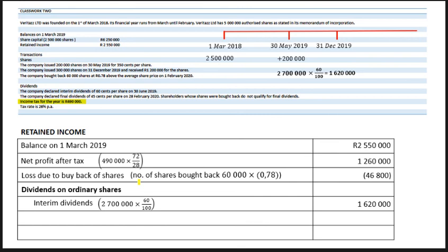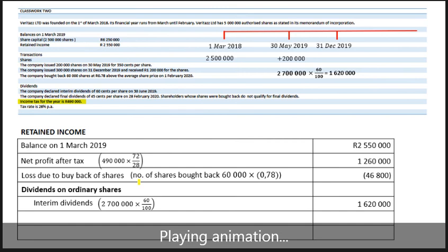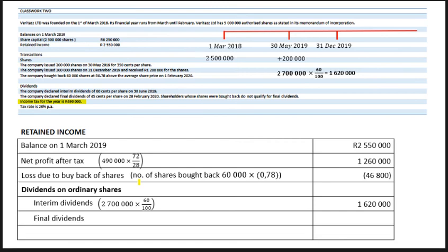Your final dividends. This is how you're going to calculate them. When were the final dividends declared? When were the final dividends declared? 1st of Feb, right? Or it was the 28th of Feb. But they did not qualify.